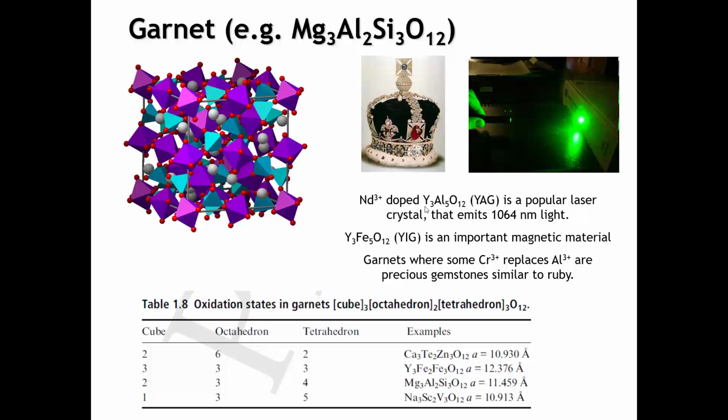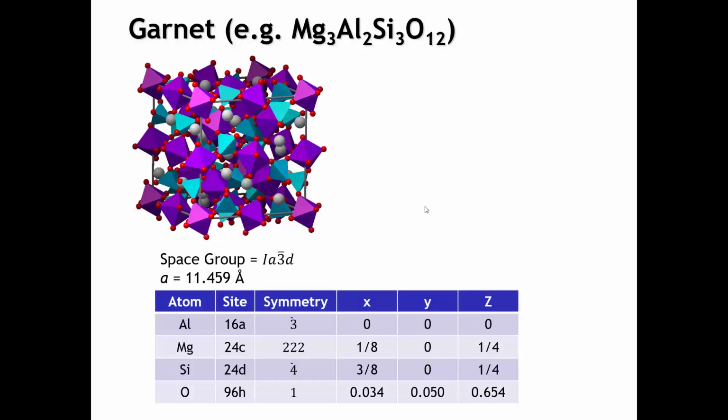There's a whole family of garnets you can get depending on what ions you put on the cubic sites, the octahedral sites, and the tetrahedral sites. If we were to look just a little bit more carefully at the structure, here's the details for magnesium aluminum silicate. The space group is Ia-3d. That is space group number 230. So that is the very last space group, and you might argue the most symmetric space group in the international tables.